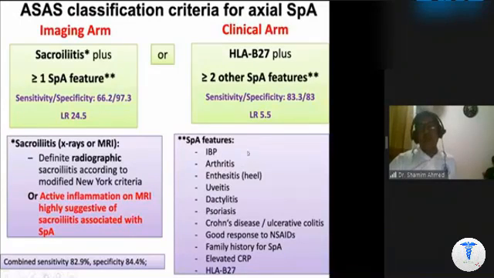Now, what are the SpA features? Inflammatory low back pain, arthritis, enthesitis, uveitis, dactylitis, psoriasis, Crohn's disease, good response to NSAID, positive family history, elevated CRP, and HLA-B27. And sacroiliitis can be detected either by X-ray or MRI. Definite radiographic sacroiliitis is by the modified New York criteria, that is grade 2 or more, or active bone marrow inflammation on MRI. It highly suggests sacroiliitis in the SpA group.